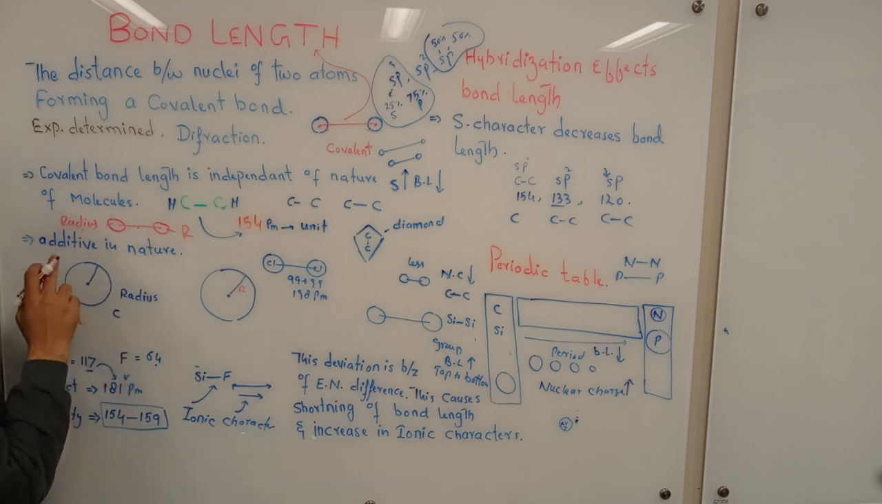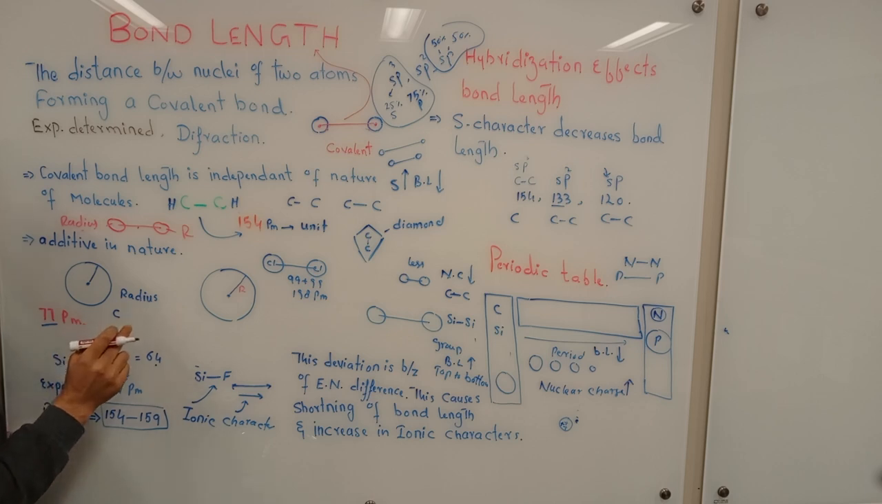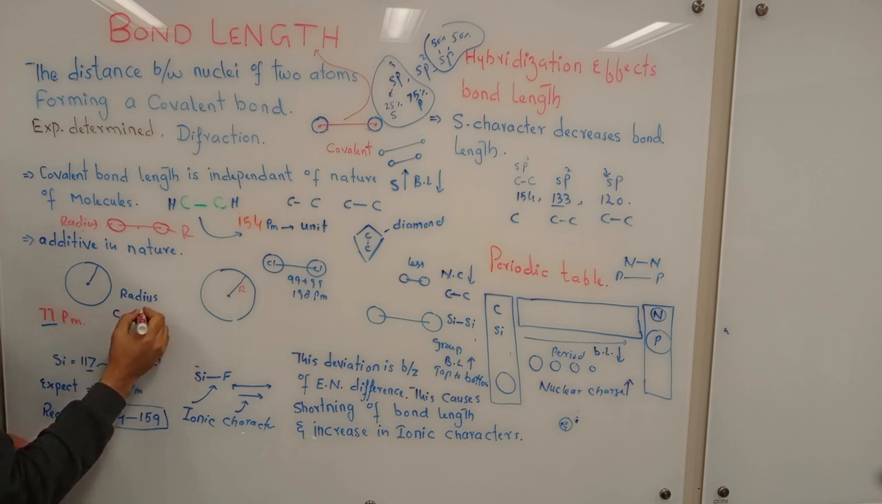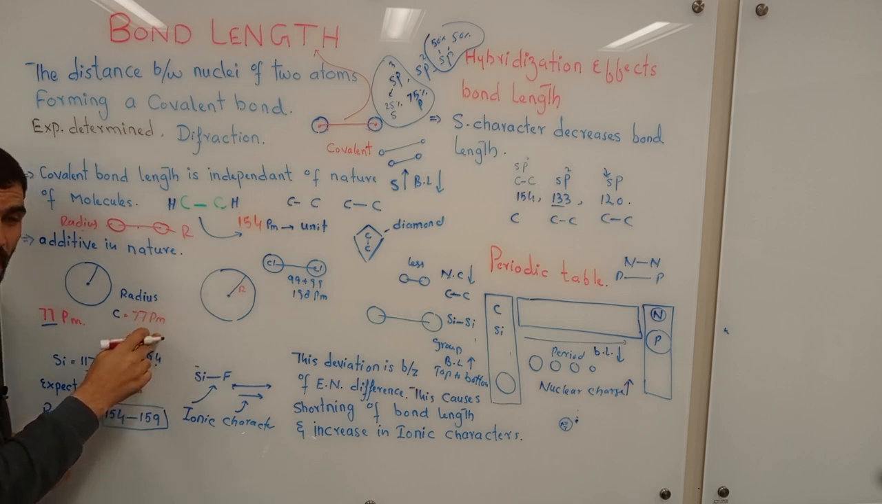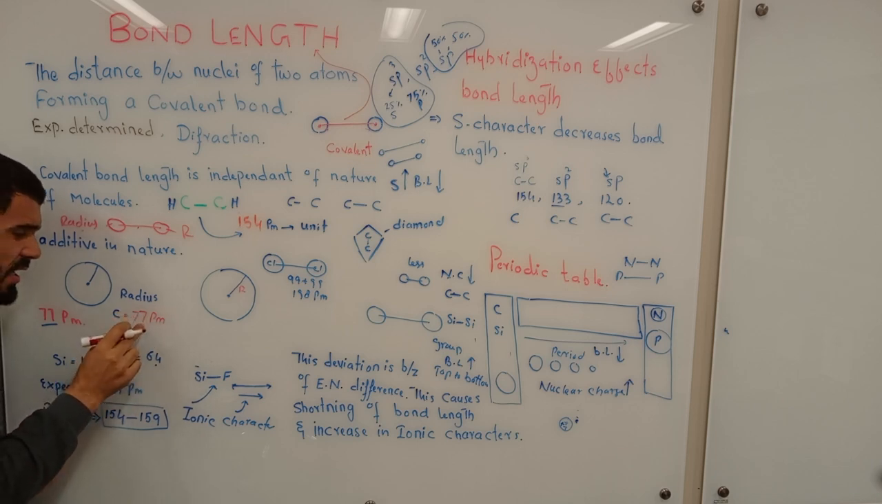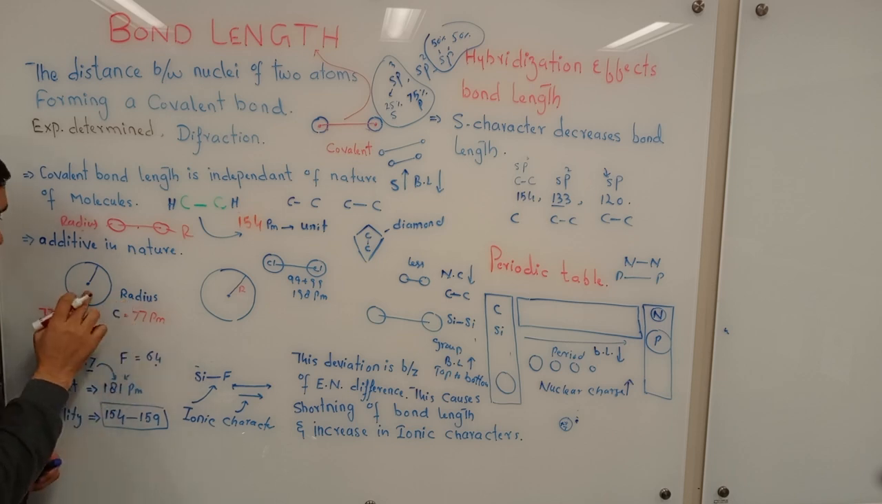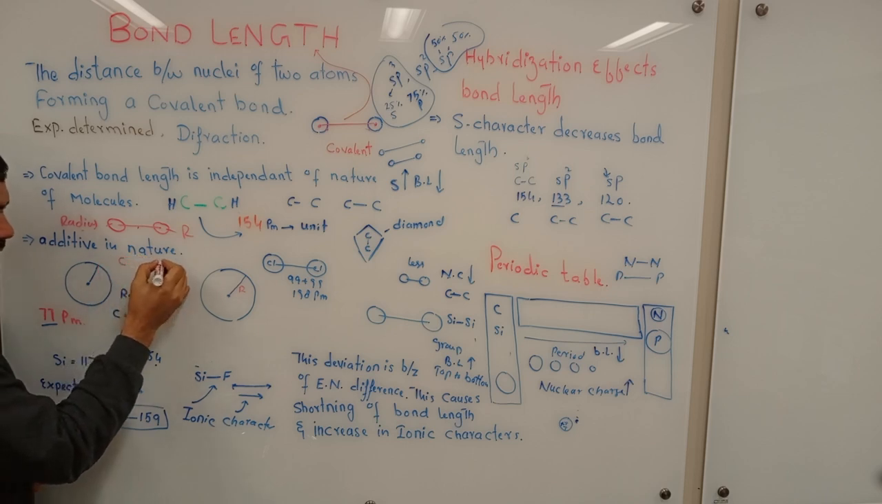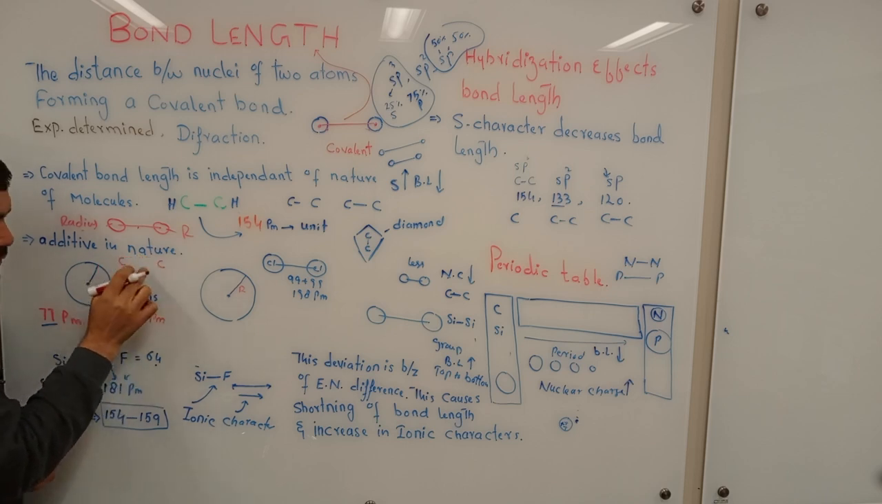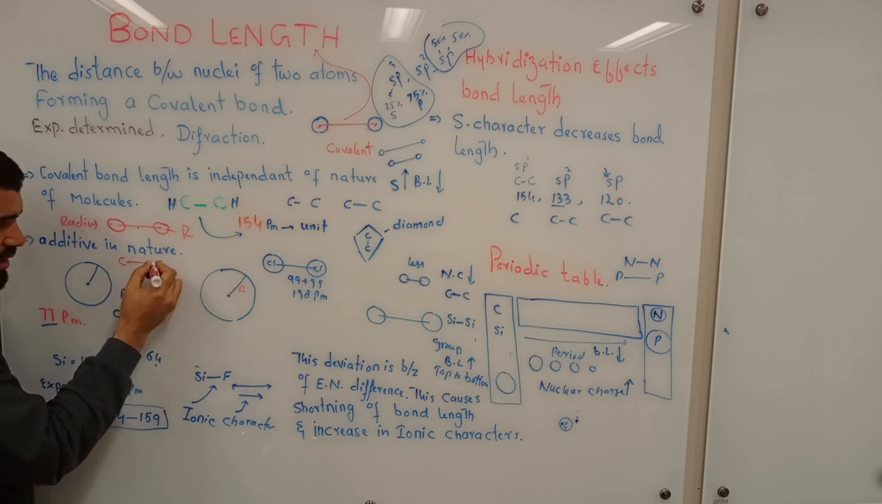Simply. Now, let me explain this. The carbon radius is 77 picometer. Picometer is a unit of length, like meter, centimeter, millimeter. It is a very small unit of length. So 77 picometer is the radius of carbon. And now if you want to add one carbon with another carbon, if you want to know the bond length, so what could be the bond length?